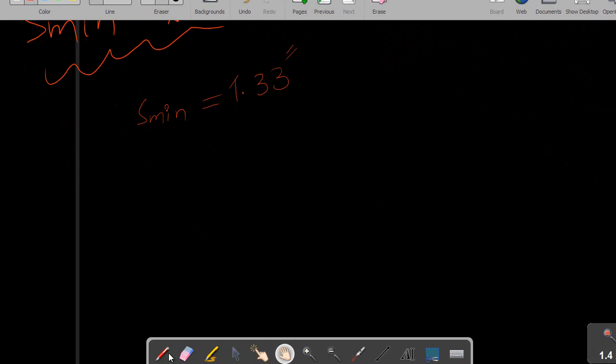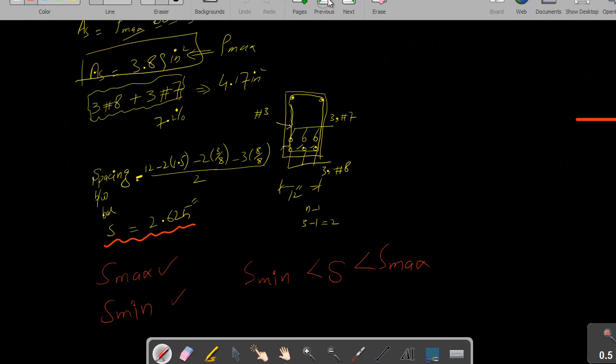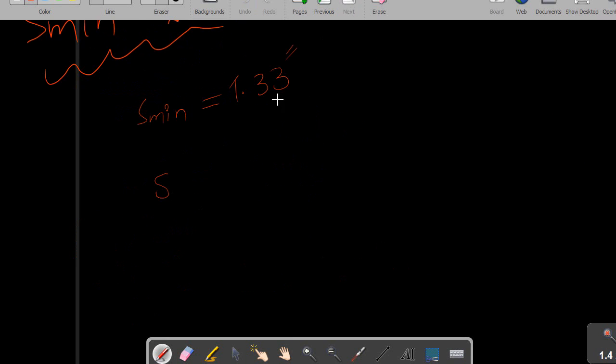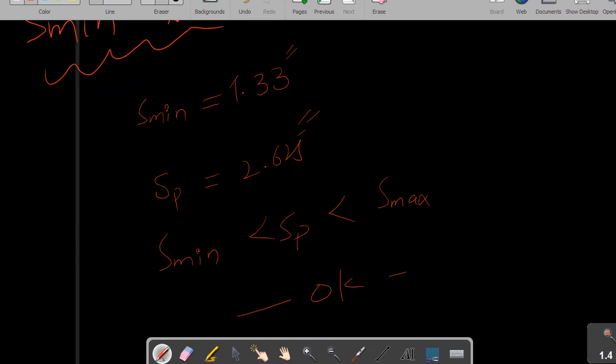And we see our S calculated is 2.625 inches. So we can see this is my S provided. S provided is greater than S minimum and less than S max. So that is why we can say the spacing of bars is okay.